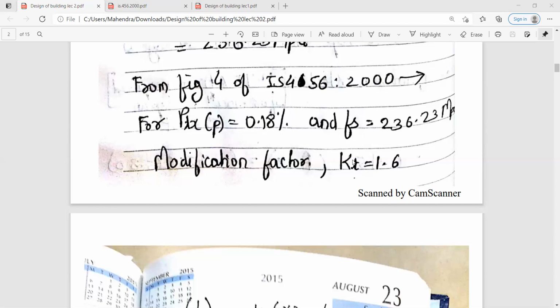So for the 1.6 modification factor, you need to calculate L by D max. First of all, see your IS code, figure number 4: for percentage 0.18 and Fs 236.23, KT will be 1.6.